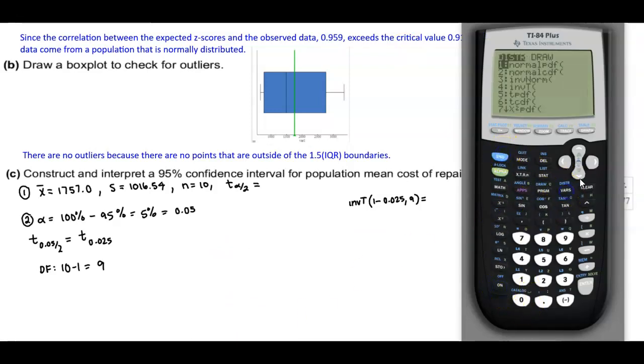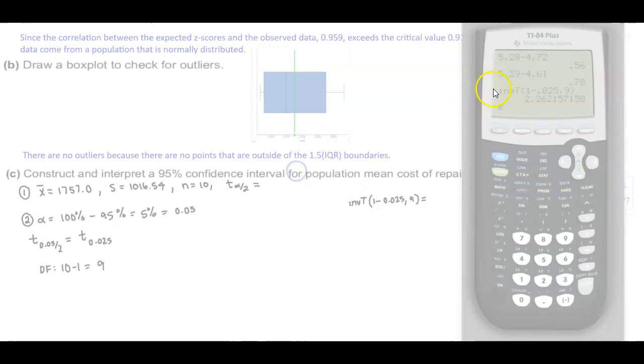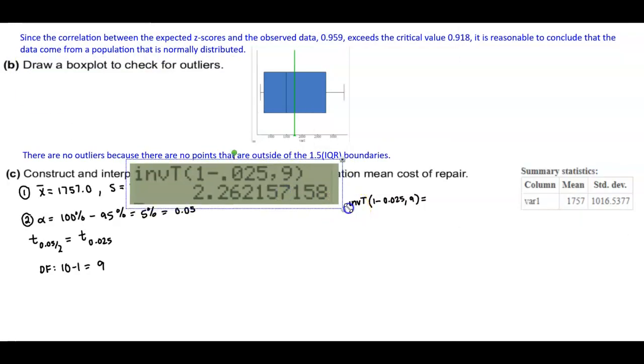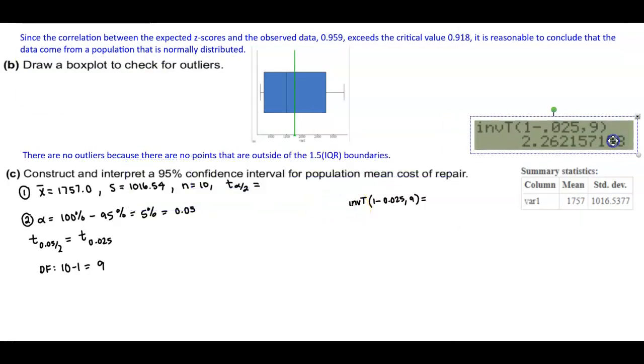So second distribution, we're going to go to INVT. We know we got 1 minus 0.025, and we know our degrees of freedom is going to be 9, and let's go ahead and put that into there and then press enter. And so there is our critical value, or critical t value. We're going to round that to 3 decimal places, which gives us 2.262.